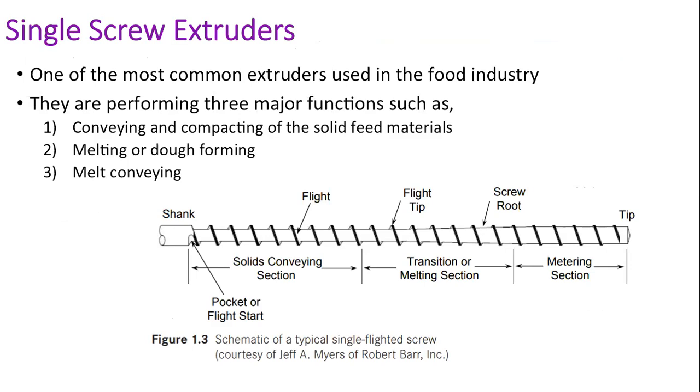Right. So we are moving towards single screw extruders further, as we discussed. It's one of the most commonly used extruders in the food industry. There are three major zones: conveying and compacting, melting and dough forming, and melt conveying. So we call them solid conveying, transition, and metering. We can divide these zones based on the application and the extruder type, so the zones can also be different. These are some examples. Sometimes you can see different classifications, so don't worry about these things.